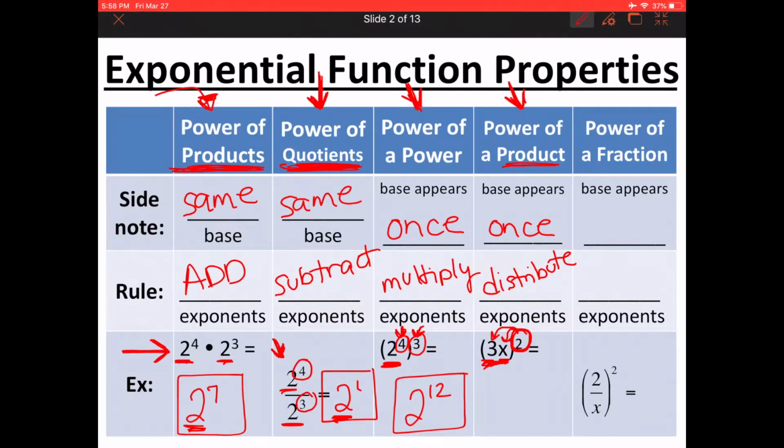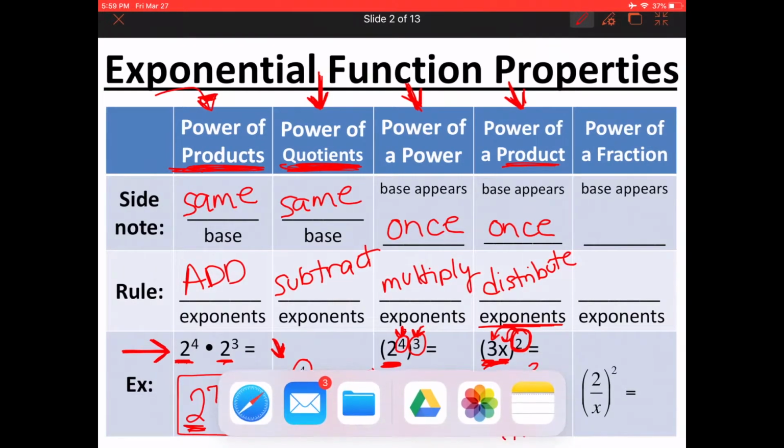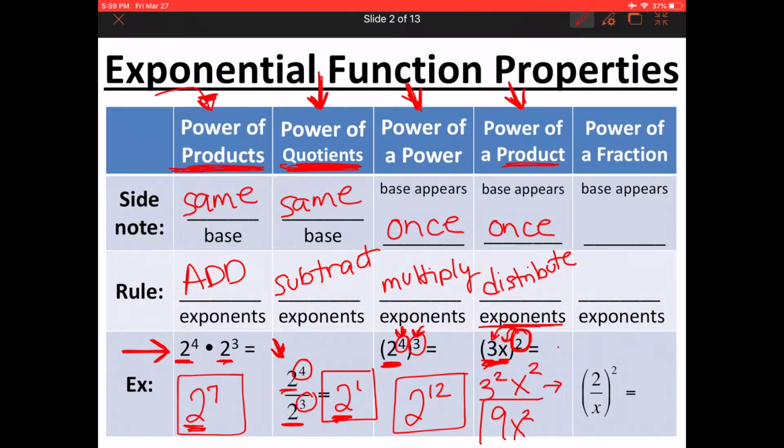Please be careful because this is a common mistake. You are still distributing an exponent. So this becomes 3 squared x squared. Okay, so make sure that when you distribute that number, you still distribute it as an exponent. So my final answer then, when I simplify, 3 squared gives me 9, x squared stays x squared, and here would be my final answer, 9x squared.